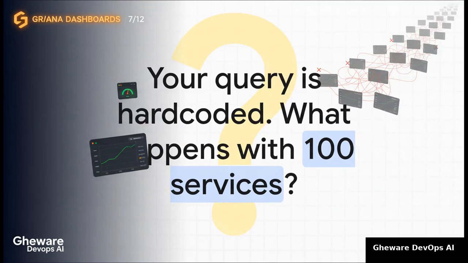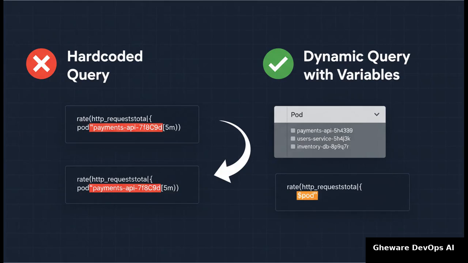You spend hours crafting this perfect, beautiful dashboard for one service, and then your boss asks for the same thing for the other 99 services. Are you really going to copy and paste it 99 times? No way! That's a maintenance nightmare waiting to happen. The answer, my friends, is template variables.